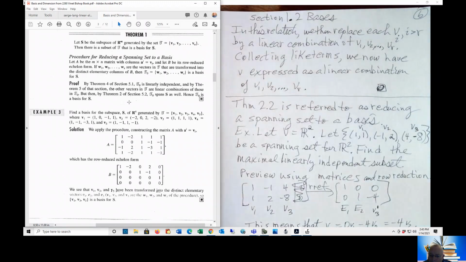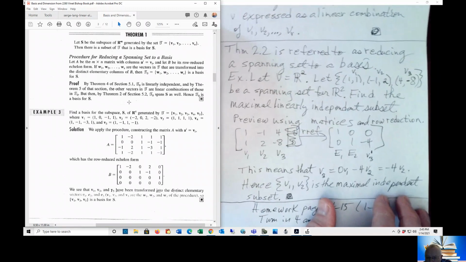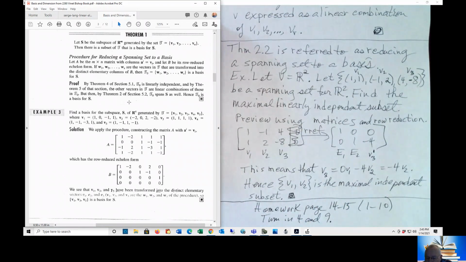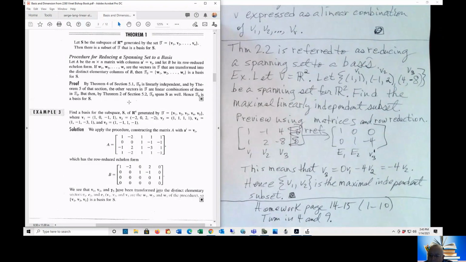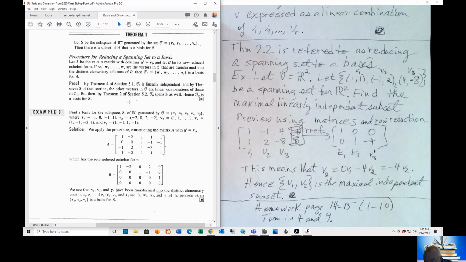Let V be R2, and let our set of spanning vectors be (1, 1), (-1, 2), and (4, -8). Let those three vectors be a spanning set for R2. Find, now I said the, it's actually not just a, but the, there's actually only one maximal linearly independent subset of that set. All right, using matrices with row reduction, here's how we do this.